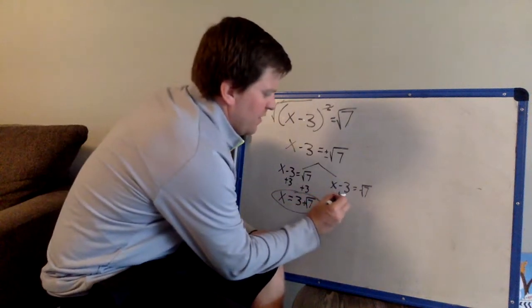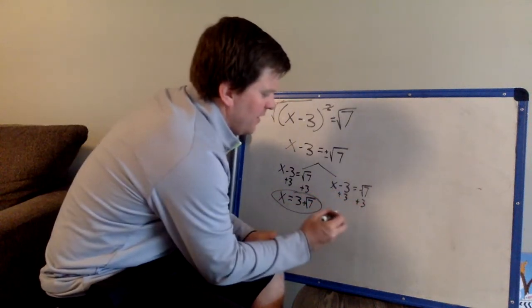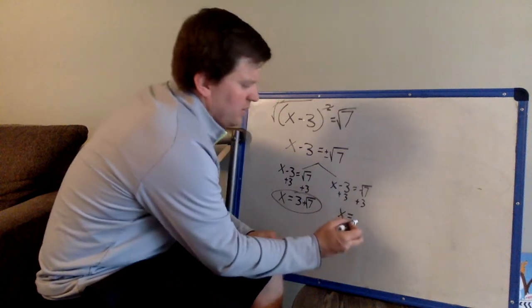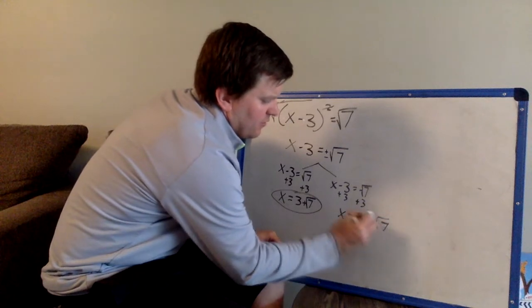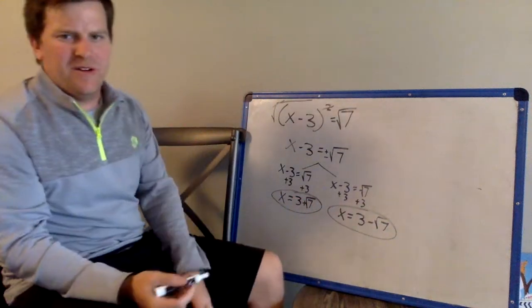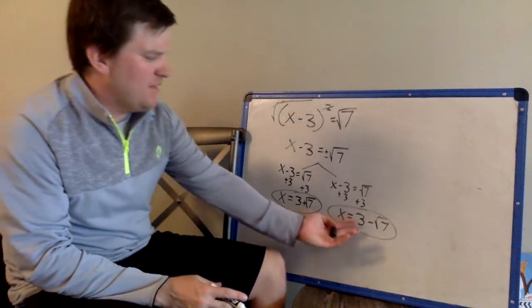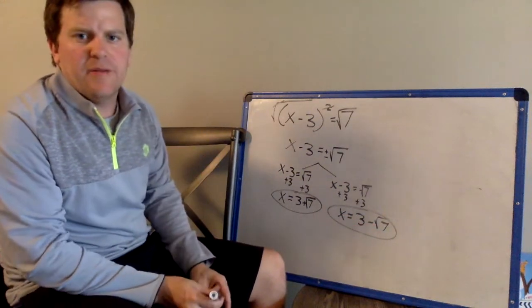Same over here. If we add 3, we can't combine them. So how we're going to write this one is we're going to write it as 3 minus the square root of 7. Okay, kind of weird, but we can't combine these because this is under the radical and that's not.